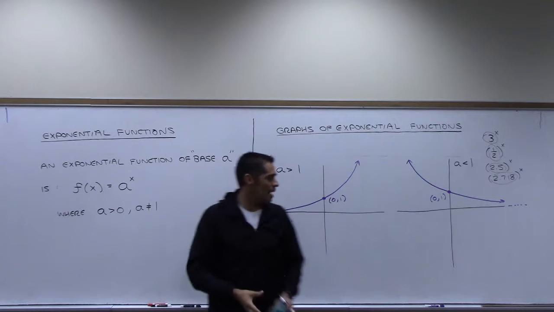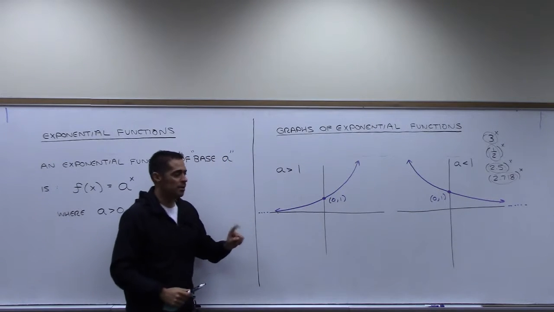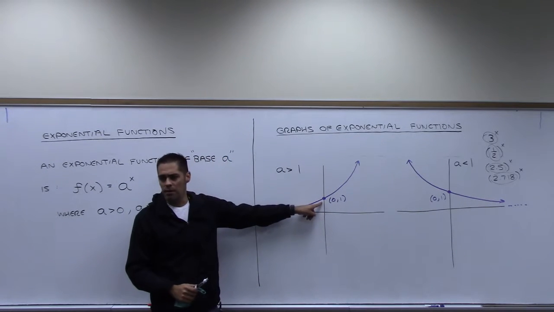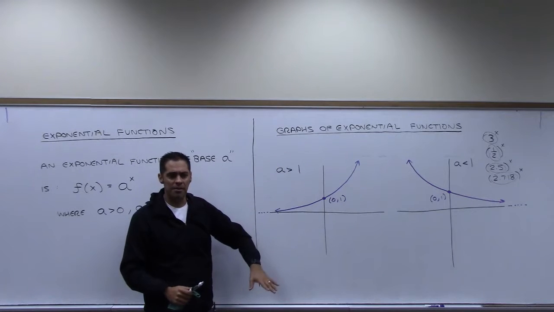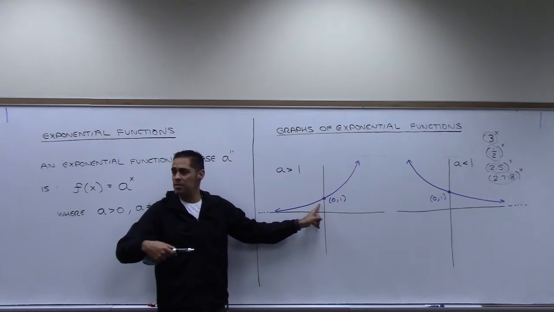And they also all have 1 point in common. They should all have the point (0, 1). So if you look back at all your graphs, every single one of them, when you plugged in 0, should have spit out 1. Got it?